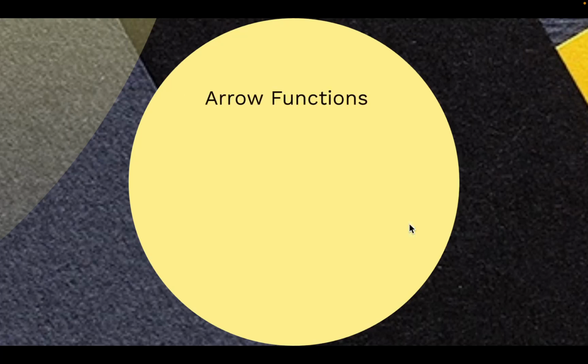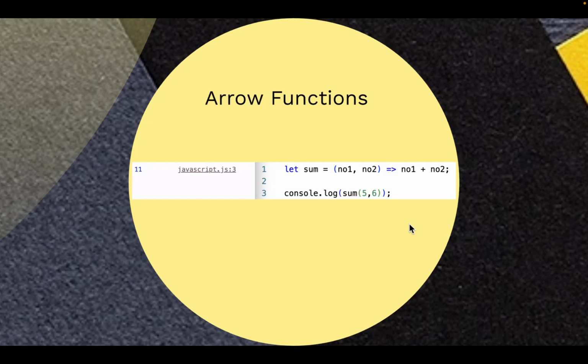Another type of function is the arrow function. It is useful for short, simple functions. The syntax is short and concise. Again, because arrow functions are part of an expression, they cannot be hoisted, and you should end them in a semicolon. This arrow function is being assigned to a variable called sum.